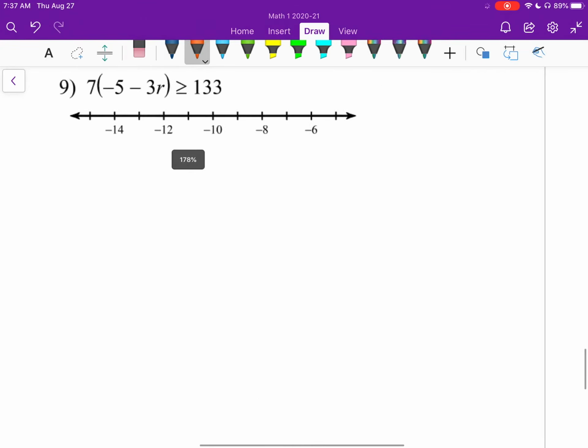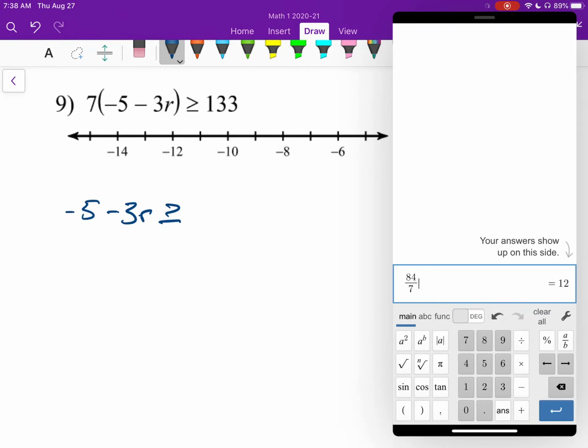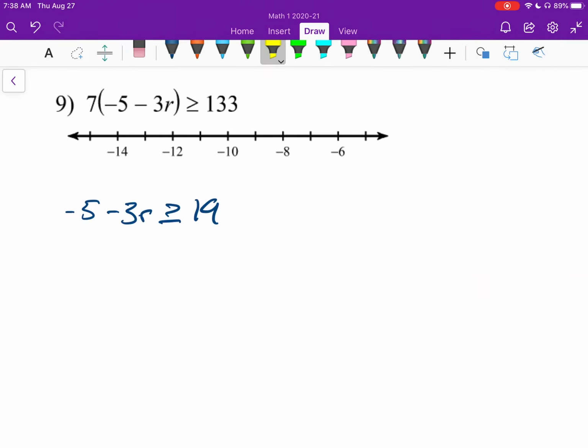All right, number 9. Again, I'm going to start off by dividing by 7. So I'll divide both sides by 7, and I'm going to have negative 5 minus 3r is greater than or equal to, and I have 133 divided by 7, and I have 19. Now, notice that I did not flip the inequality because I did not divide by a negative number. I'm going to add 5 to both sides. I've got negative 3r is greater than or equal to 24, right? Now I need to divide by negative 3 on both sides.